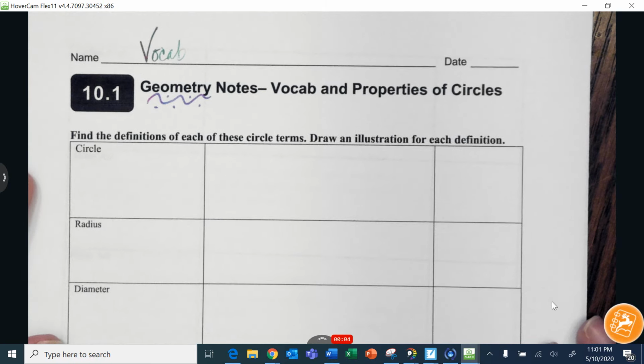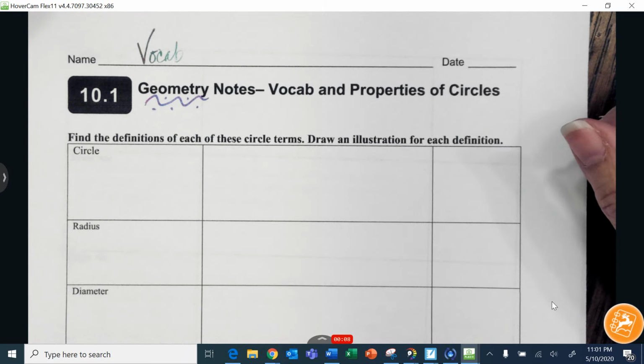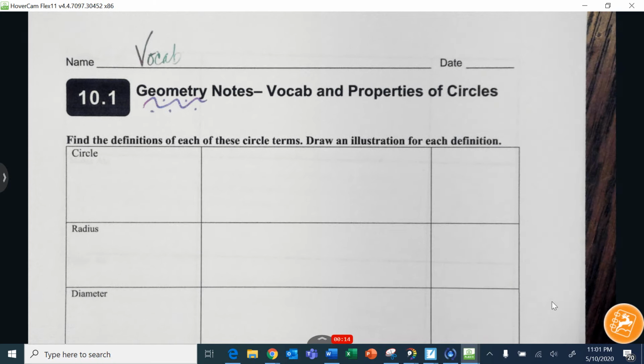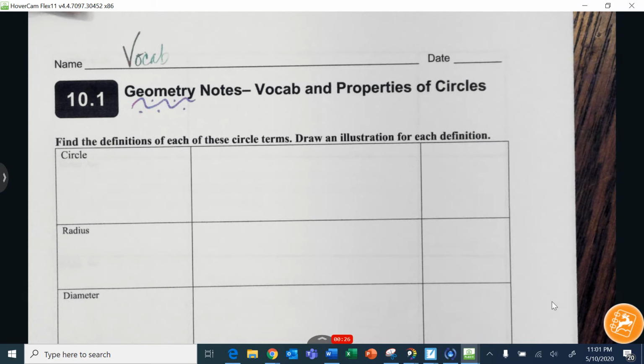All right, hi geometry. We are going to do just some small chunks of section 10.1, 10.2, 10.3. I just picked out what I thought was the most important stuff that you need to know for Algebra 2 or even going up to pre-calculus. Mainly it's a lot of vocabulary and a couple of theorems and postulates, but very few.